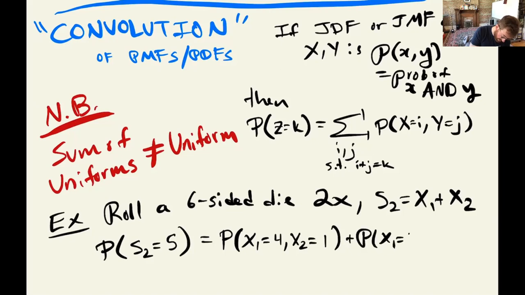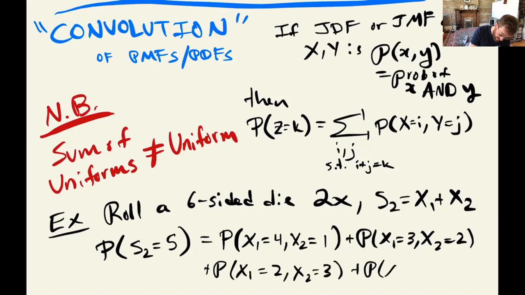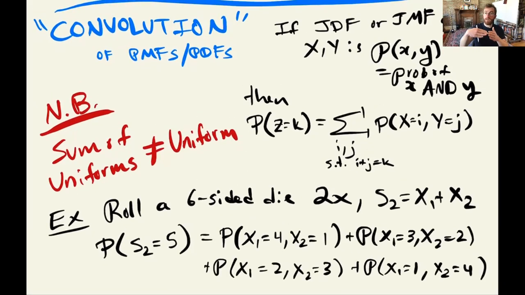Plus the probability that the first roll was a 2 and the second roll was a 3, plus the probability that the first roll was a 1 and the second roll was a 4. Now, the probability of each of these events ends up being 1 out of 36. So we end up getting that this is 4 out of 36.